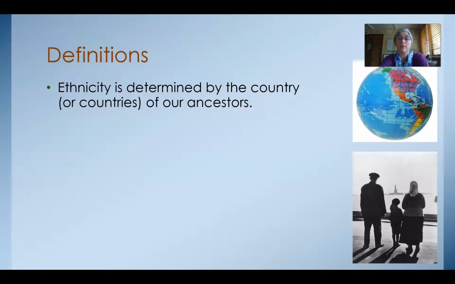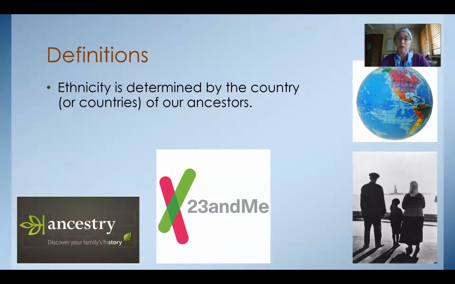Let's start with some definitions so we're all on the same ground when it comes to using this terminology. We'll start with ethnicity. Ethnicity is simply the country or countries of your ancestors. Where do you come from? This is actually also pretty big business right now, whether you're looking at Ancestry.com or 23andMe. People all over the globe are trying to trace back their ancestral roots to determine their ethnicities.